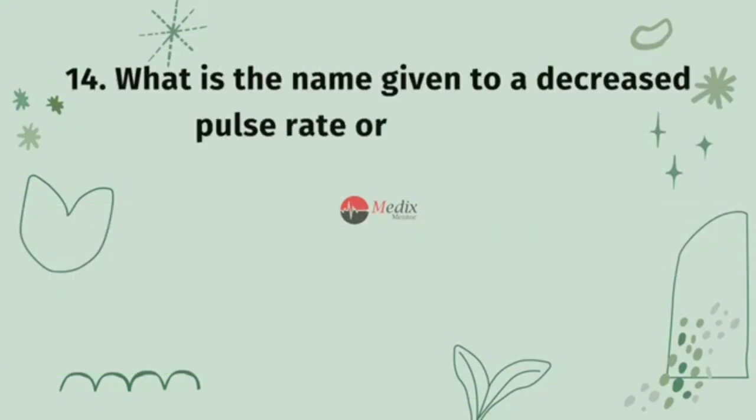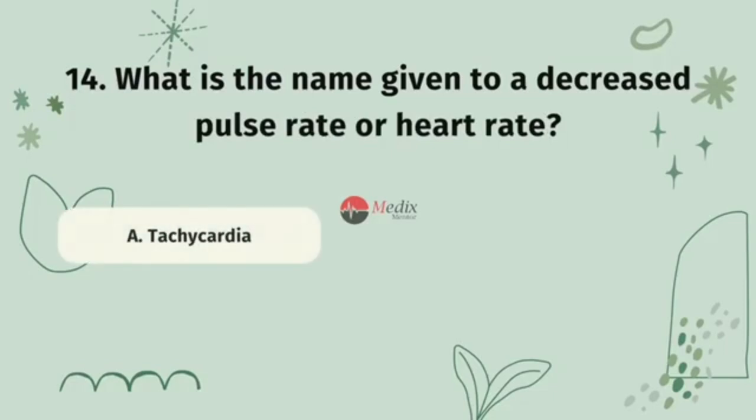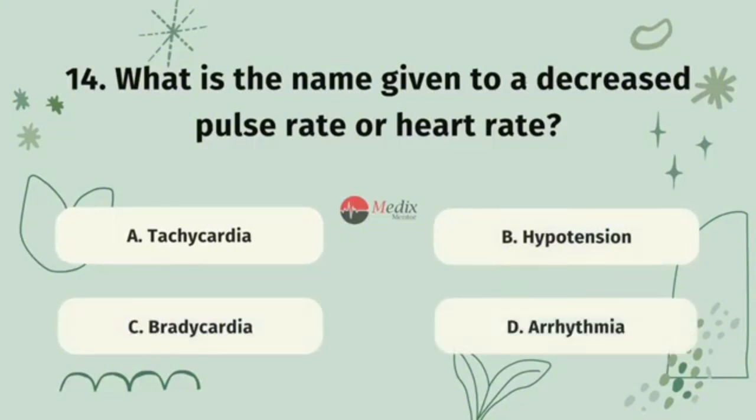Question 14. What is the name given to a decreased pulse rate or heart rate? Option A, tachycardia. Option B, hypotension. Option C, bradycardia. Option D, arrhythmia.